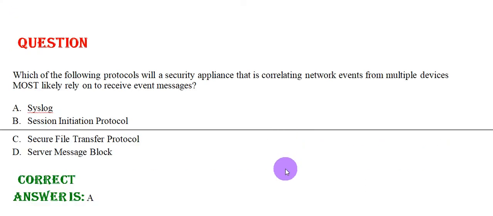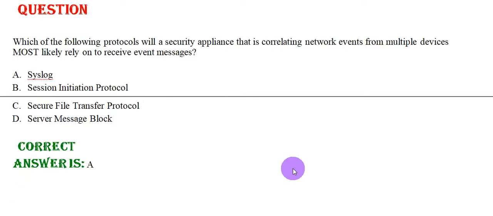Which of the following protocols will a security appliance that is correlating network events from multiple devices most likely rely on to receive event messages? Option A, syslog. Option B, session initiation protocol. Option C, secure file transfer protocol. And option D, server message block. The correct answer is option A.